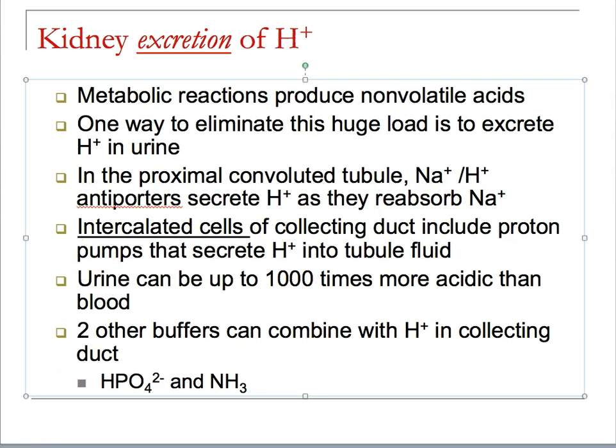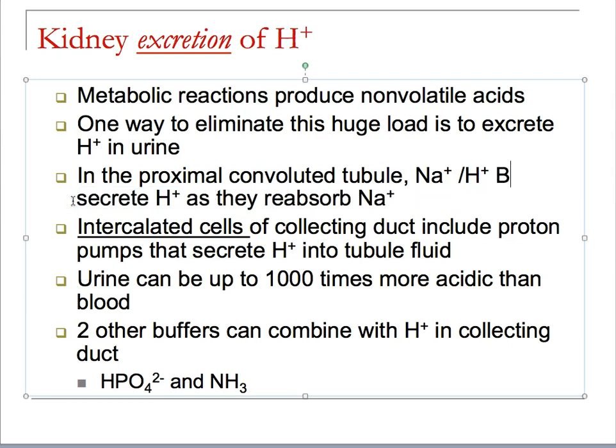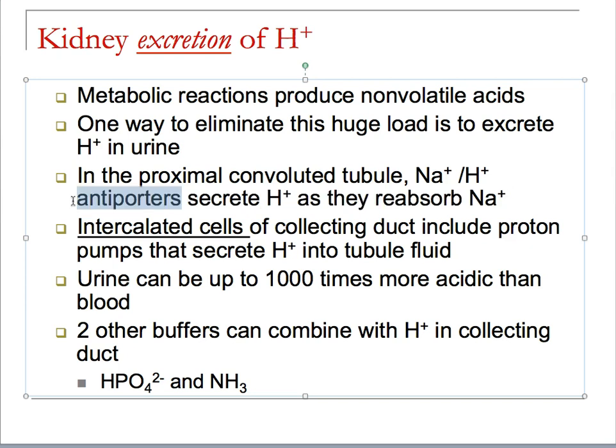And what you can see, of course, is that if we're going to use the kidney to excrete those hydrogen protons, we have to gate you to a specific location. The first is going to be the proximal convoluted tubule. We'll have a sodium hydrogen antiporter. Okay, so we retain the sodium. We secrete the hydrogen protons.